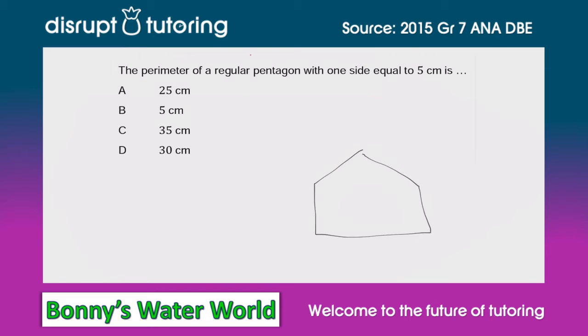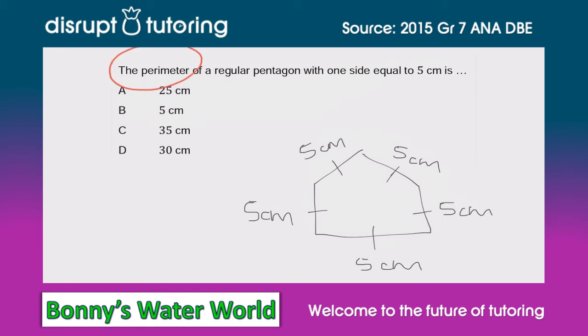Now, they've also said to us it's a regular pentagon. What do we know about a regular pentagon? A regular pentagon simply means that each of the sides is the same length. So we can make a mark on each of these sides just to indicate that all of them are the same size. And then they've said to us, one side equals 5 centimeters. So that means that side equals 5 centimeters. That must mean that is equal to 5 centimeters, that is equal to 5 centimeters, that is equal to 5 centimeters, and finally, that is equal to 5 centimeters.